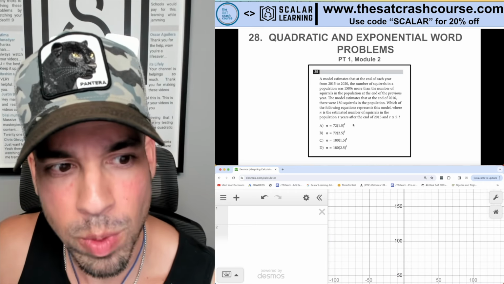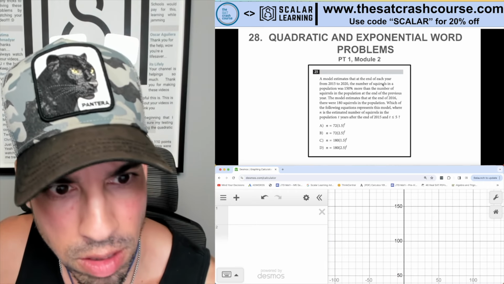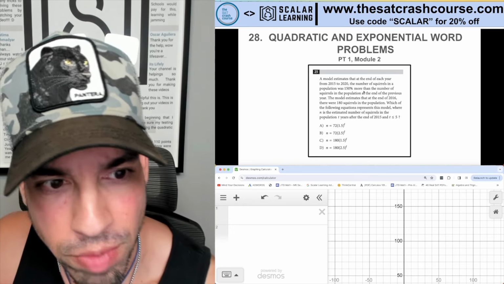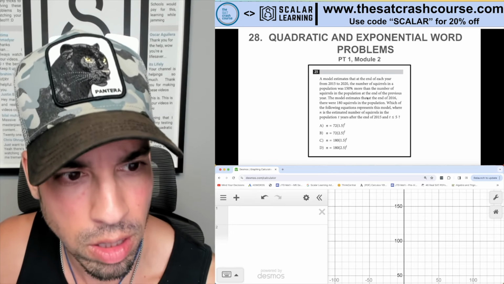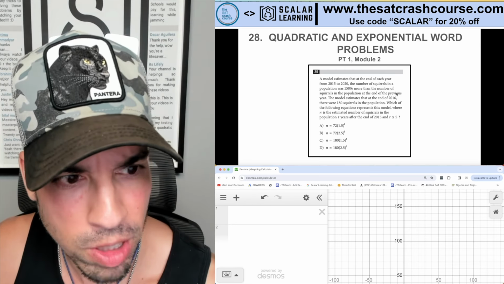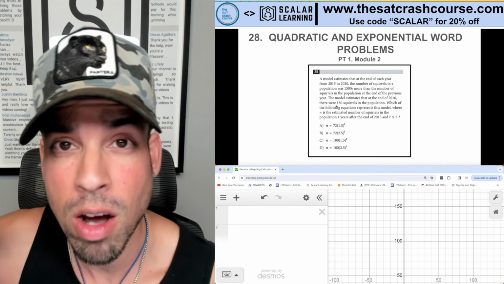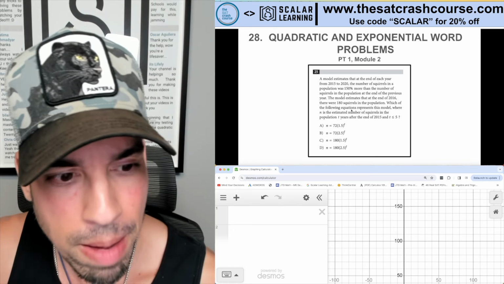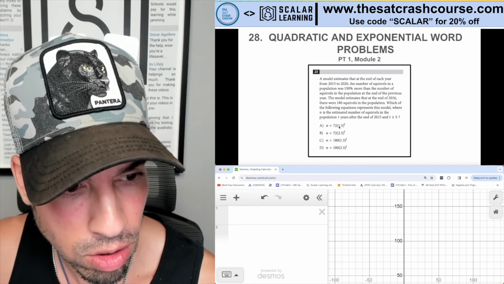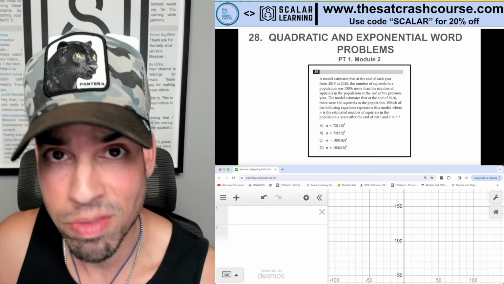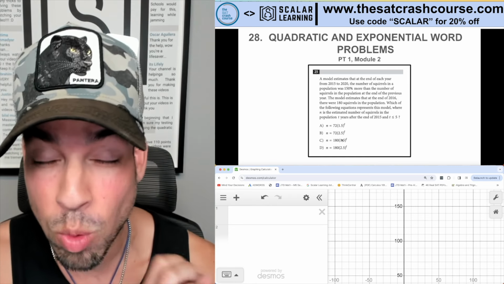So for this one, when you read it very closely, right, it says the number of squirrels in a population was 150% more than the number in the population of the previous year. Okay, so we know it's increasing by 150%. That might lead you to think that it's either A or C, right? Because I see 1.5 that matches 150%, but the wording is very specific.